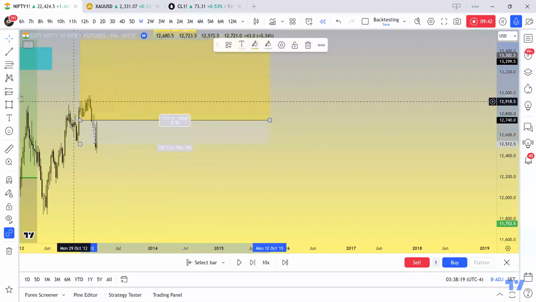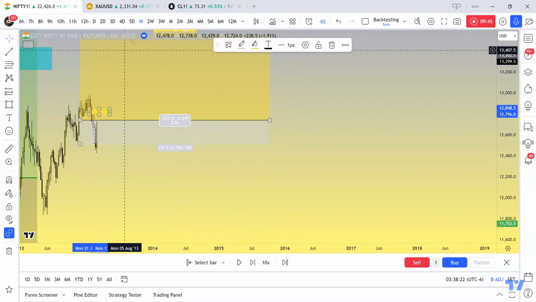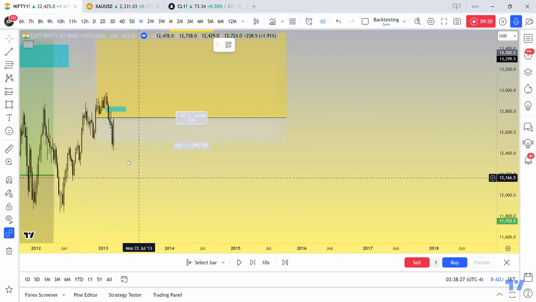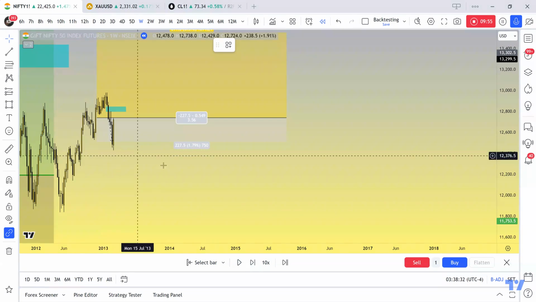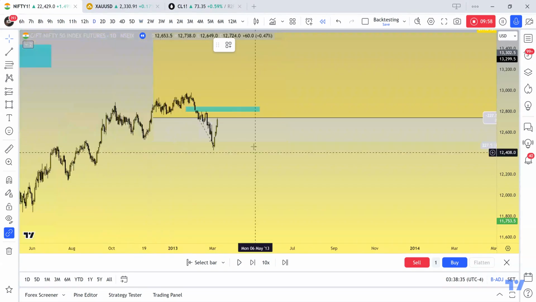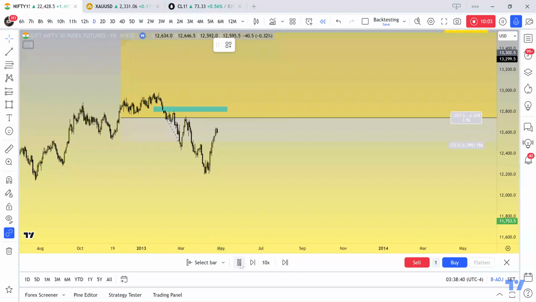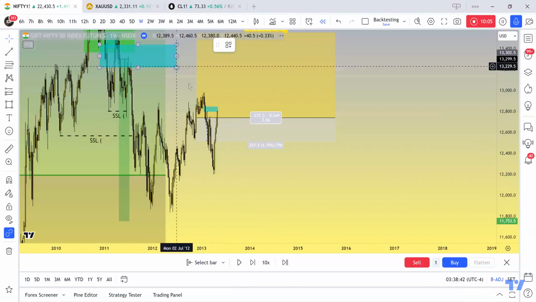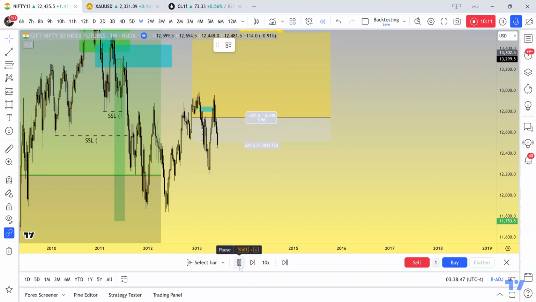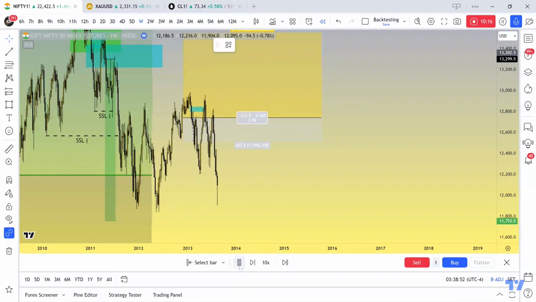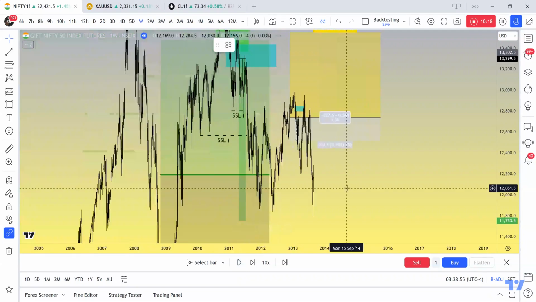See that there? This gap here on the weekly, price tags into it and then expands lower. So that's what I mean. More into this area, which could be good. May go up from here then. Okay, went deeper. Okay, looks like it wants to go lower then.